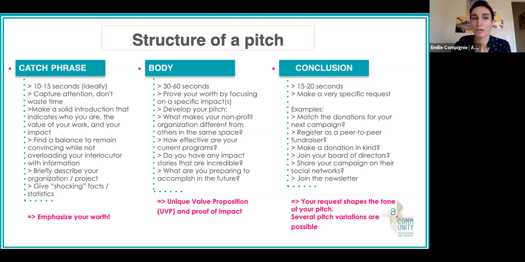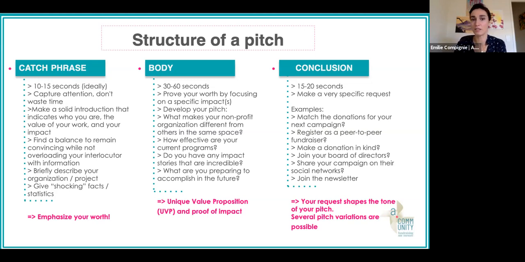The pitch has three parts. The first one is a catchphrase, about 10-15 seconds, and this is where you capture the attention. You don't waste too much time, but you need to, for example, give shocking facts, give statistics, or ask questions. You make a solid introduction that indicates who you are, the value of your work, and your impact. You find a balance to remain convincing while not overloading your interlocutor, and you briefly describe the organization. But the most important thing is that it starts with something that catches the attention and the interest. It's really a catchphrase, that's why it's called like that. So emphasize your worth.